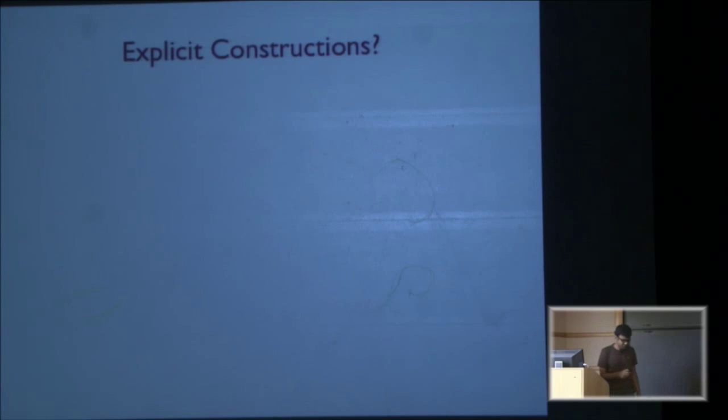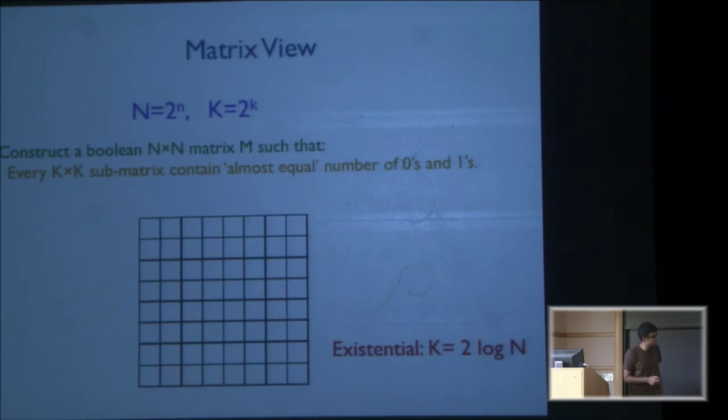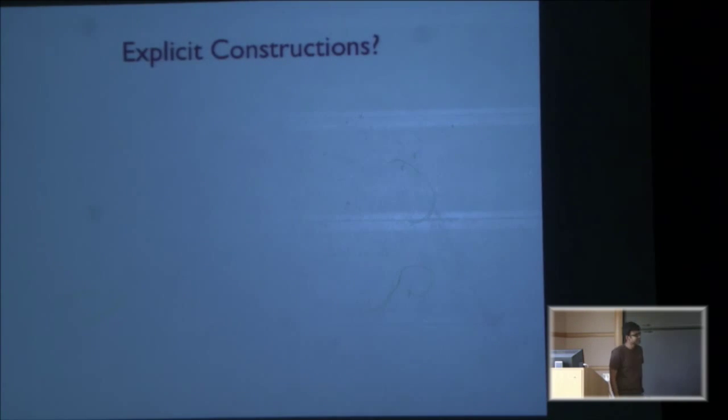So existential, you mean there exist such matrices? Yeah, in fact, random matrices satisfy this with high probability. Is there a lower bound? Yeah, it's the same, up to constant. It's a simple counting argument.